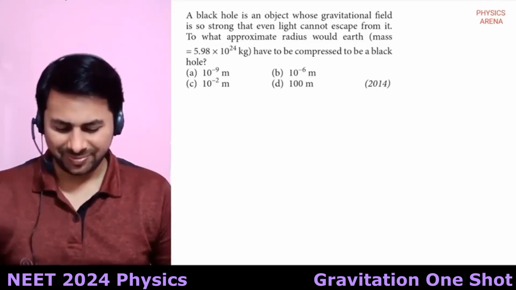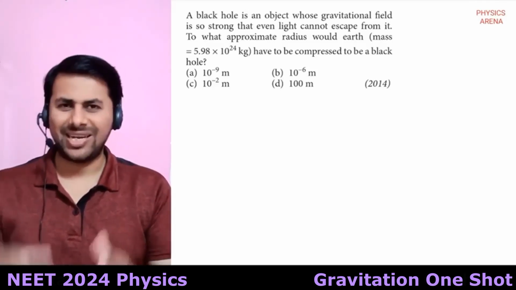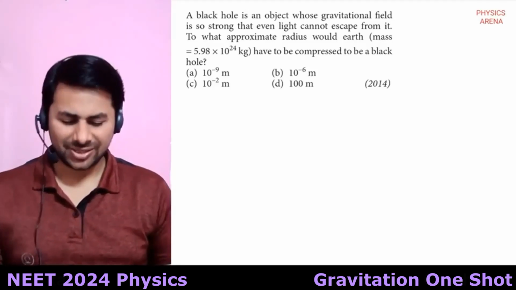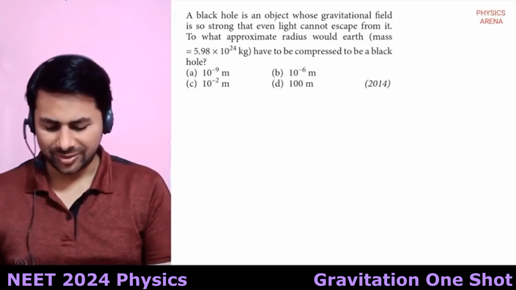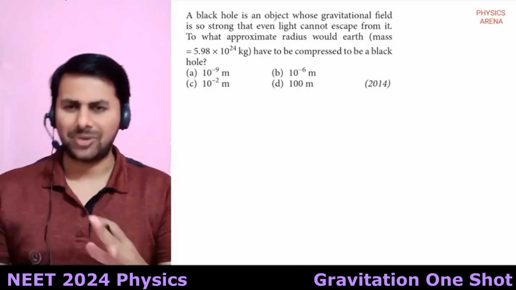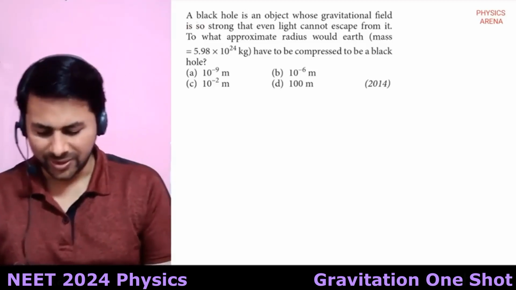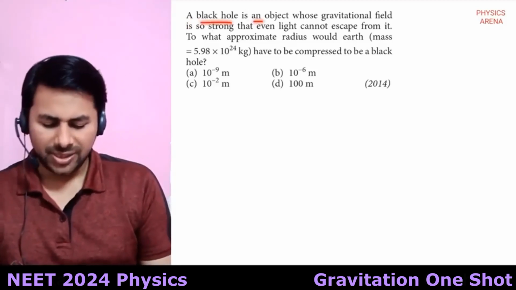Interstellar is a very good movie. All right, there is a black hole in that movie. There are various Hollywood sci-fi movies in which they show a black hole. Anyways, a black hole is an object.